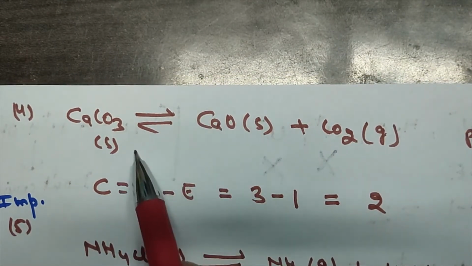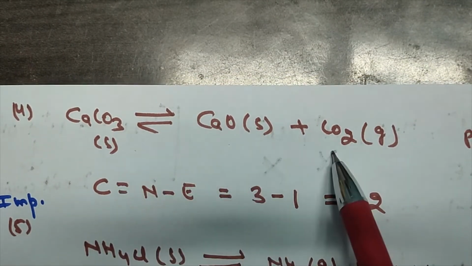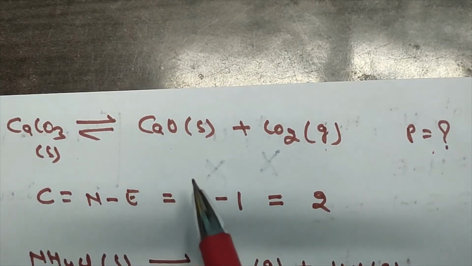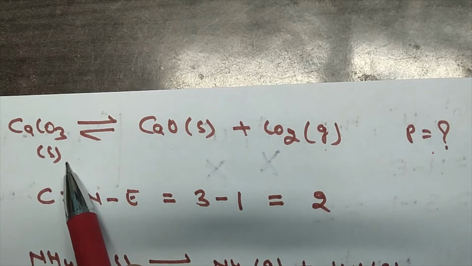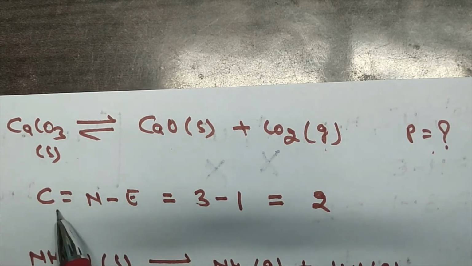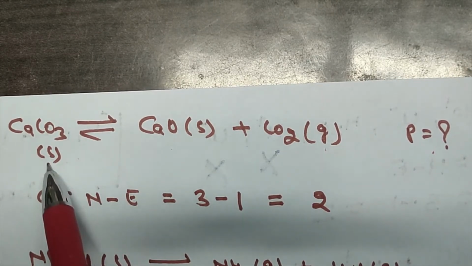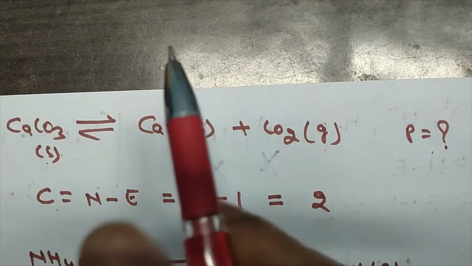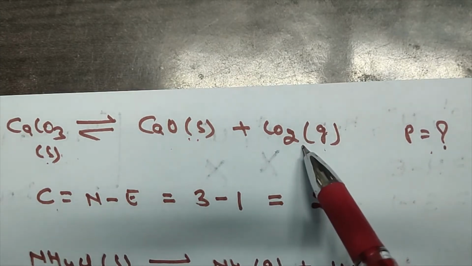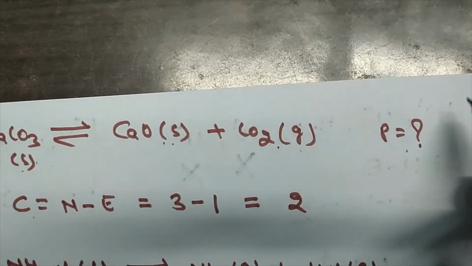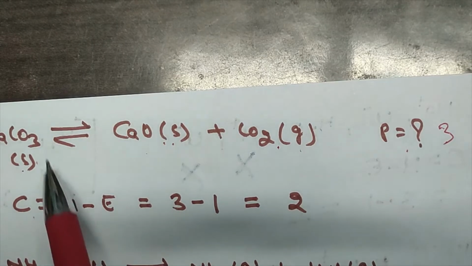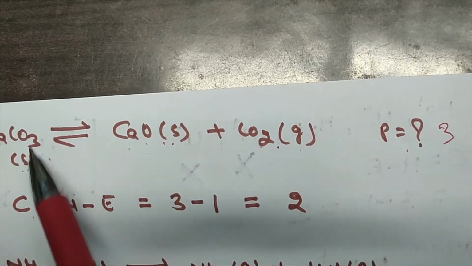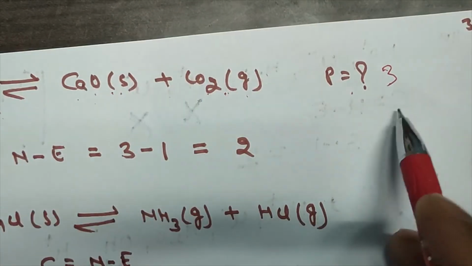Now CaCO3, this one is solid, CaO solid, CO2 gas. What will be the phase? Think what will be the phase. If I'm asking about the phase, then we will discuss the component afterwards. This one is solid, this one is solid. If there are 2 different solids, it means they have 2 phases, plus CO2 is gas, so the phase will be 3. 2 different solids and 1 gas, 1, 2 and 3, so the phase will be 3.